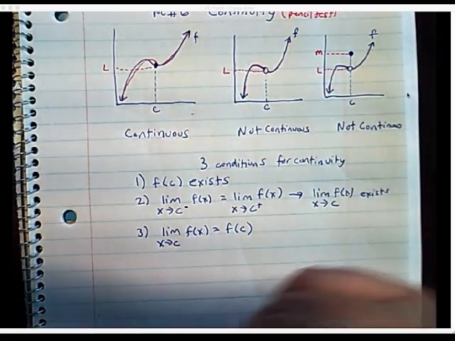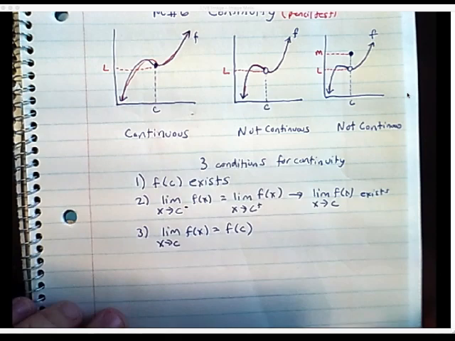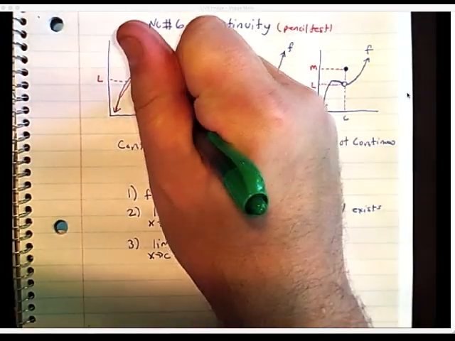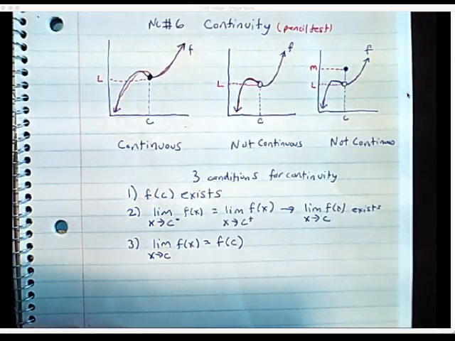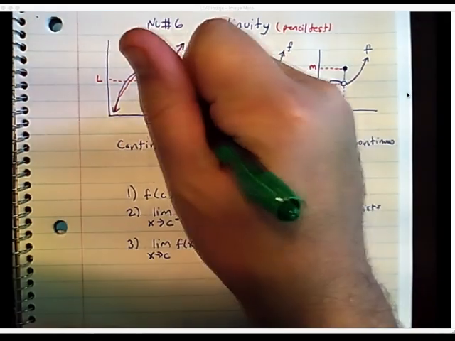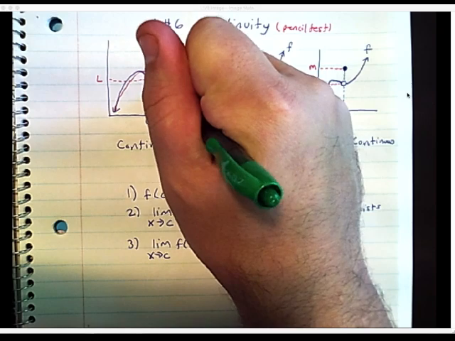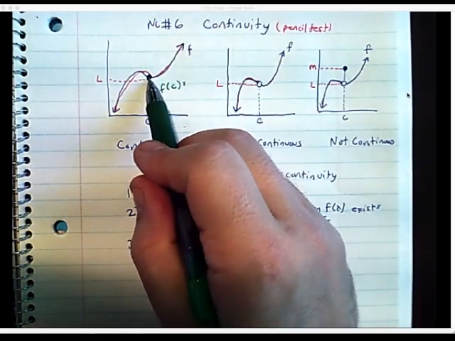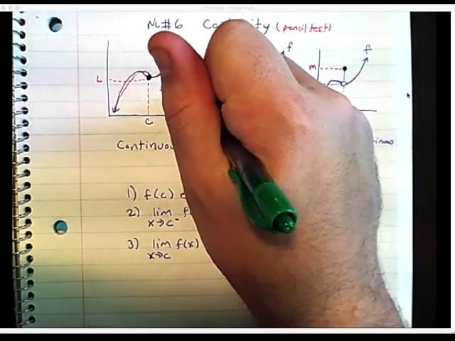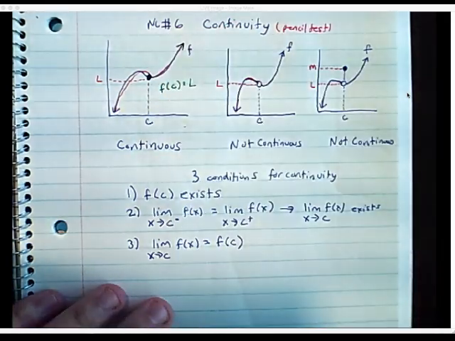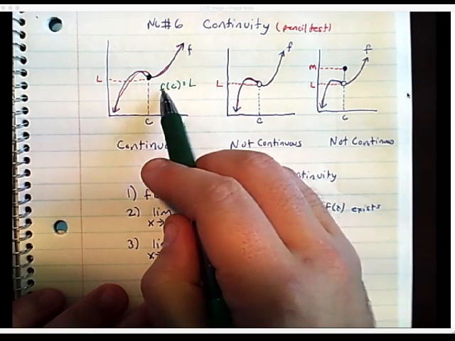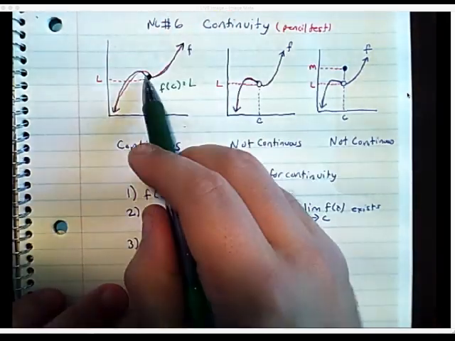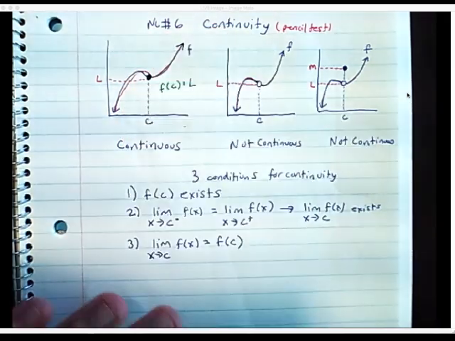Let's go over each of these 3 graphs, and let me tell you why each meets the conditions. In this first graph, here's a filled-in point. So f of c, when I input c as the x value, comes out with a y value of L. In this case, the function value, f of c, exists because that's a filled-in point.